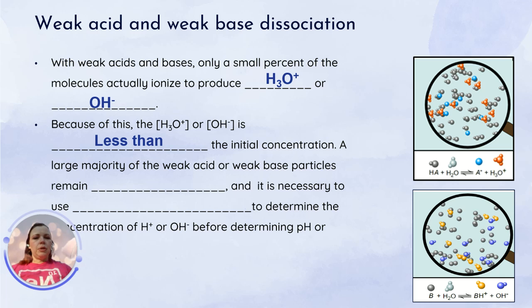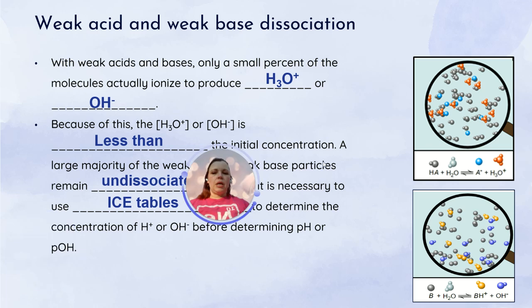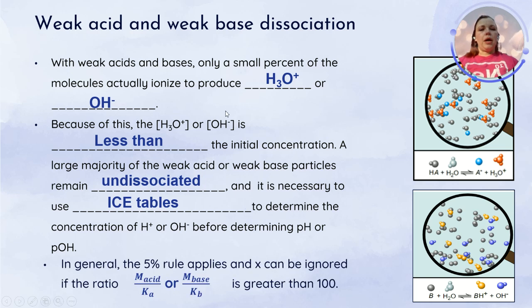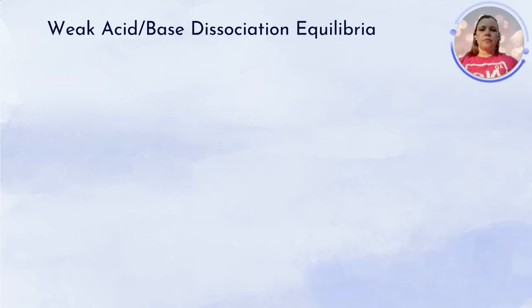A large majority of the weak acid or weak base particles remain undissociated, and it is necessary to use ICE tables to determine the concentration of the H plus or the OH minus before you determine pH or pOH. So this is an application of equilibrium, and this is why this unit follows Unit 7. In general, the 5% rule does apply, and x can be ignored if the ratio of the molarity of acid over Ka or the molarity of base over Kb is greater than 100.